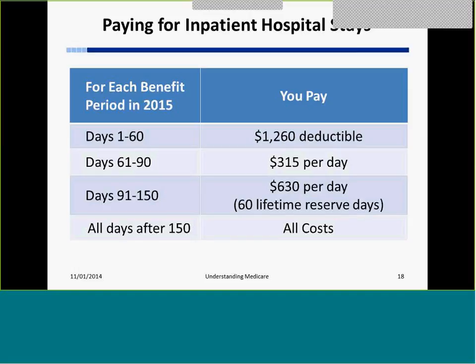Okay? As a point of trivia, if you want to know how Medicare calculates these, the initial deductible, $1,260, is based upon a Medicare number. Days 61 through 90, your lifetime reserve is 1/2 of $1,260, and your day 61 is 1/2 of that. Interesting little trivia question, not that it really matters.